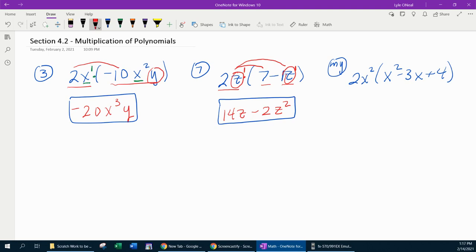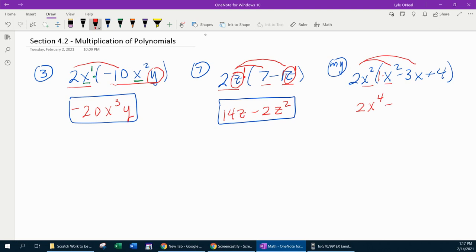Here, the next logical step up would be a monomial times a trinomial. So the 2x squared is a monomial. Inside the parentheses, we have 1, 2, 3 terms. That's a trinomial. But again, this is just the distributive property. So we're going to distribute 2x squared times x squared, multiply the coefficients. If the letters are the same, add their powers. Next, 2x squared times negative 3x.